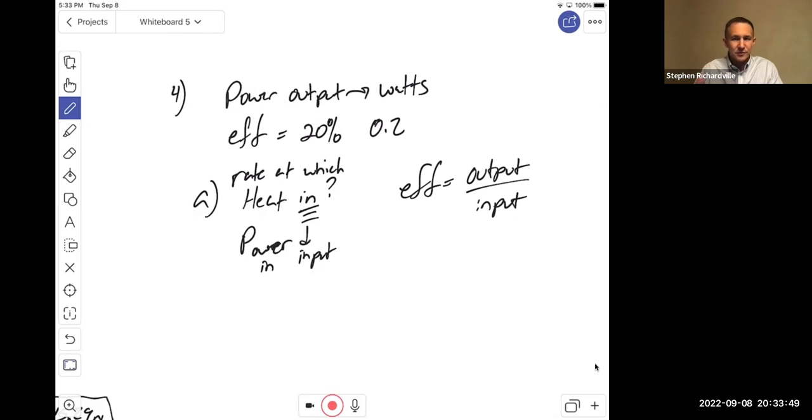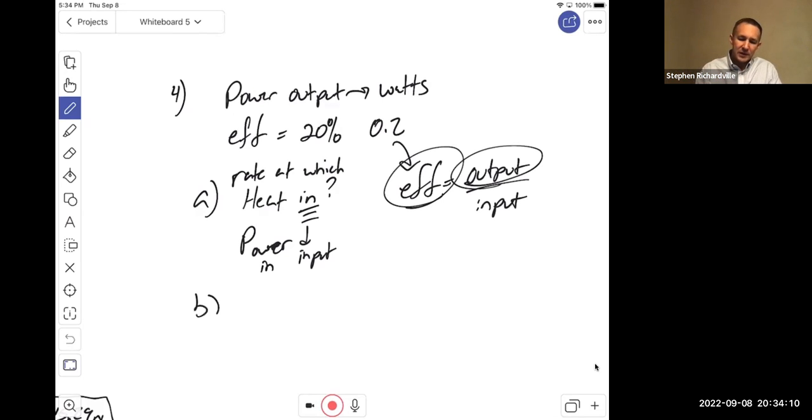That's confusing for students. It's Q, right? Yes, but the rate at which heat is transferred in is actually a power. It's energy over time. That's the rate at which that happens. And that's the power input. You're given the output and the efficiency. It's not 0.2, but in decimal form, you can find the input.